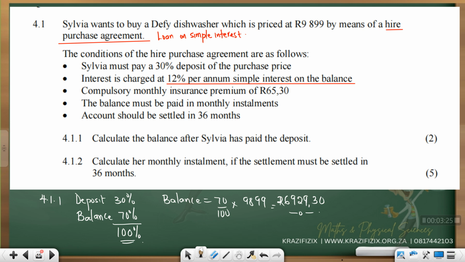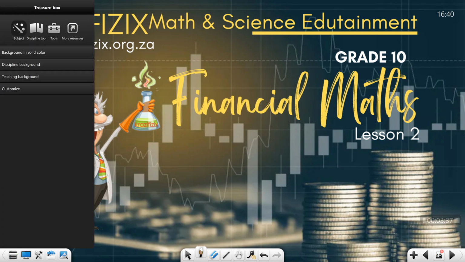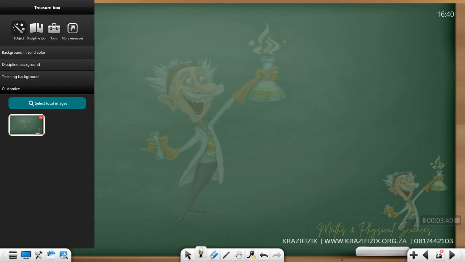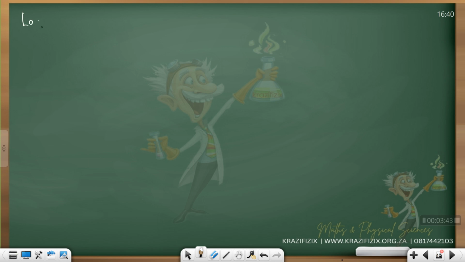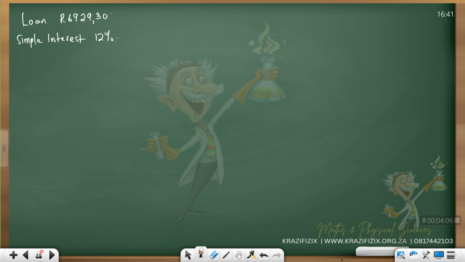Now look at the next question. Calculate her monthly installment if the loan must be settled in 36 months. So she took a loan of 6929.30. Let me create a fresh page for us. She took that loan, and remember, it's on hire purchase, a simple interest of 12% per annum. There's a monthly insurance of 65 Rand 30.